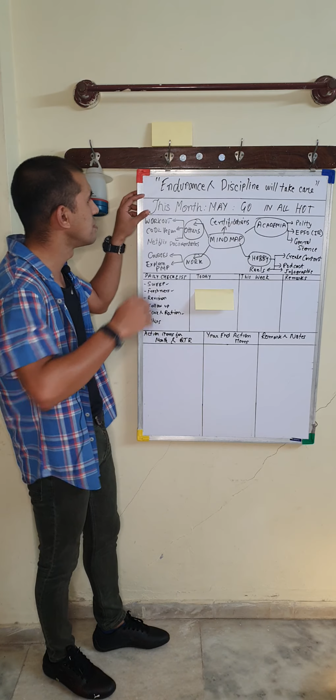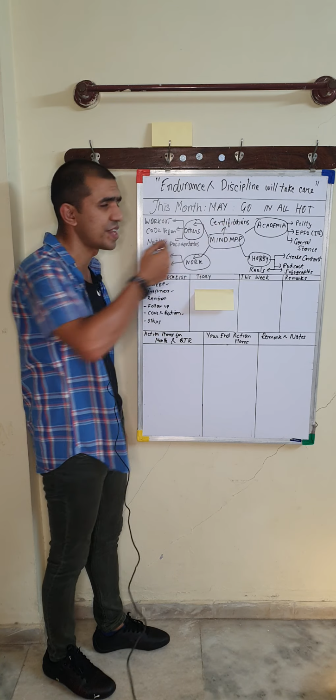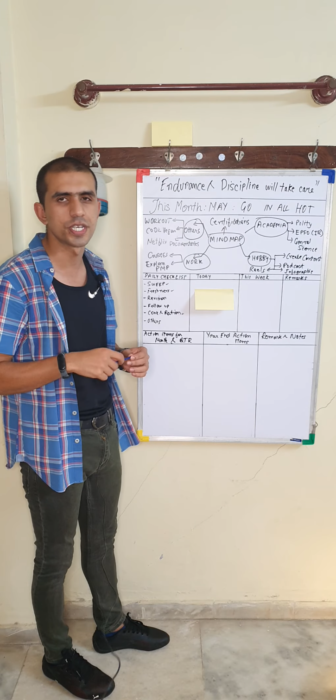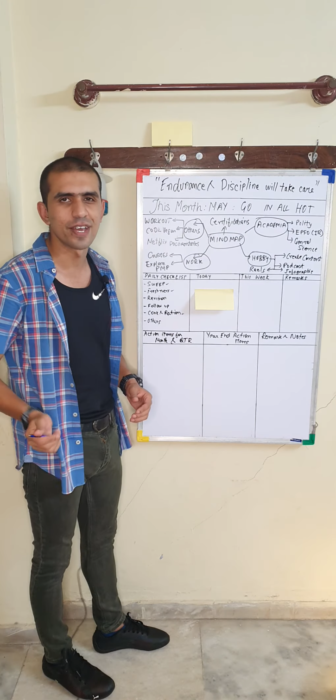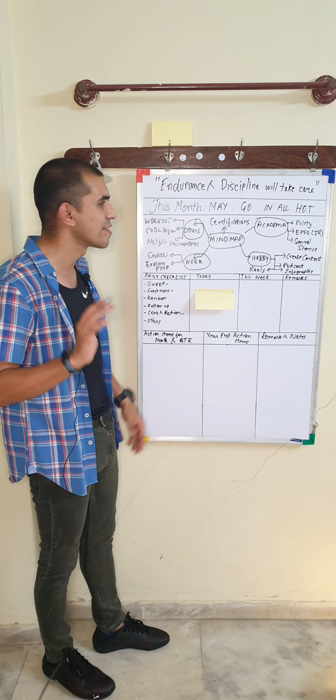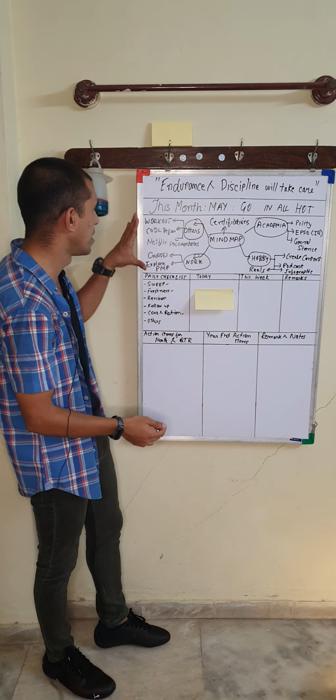And the next thing is the month. So for me, the month of May was very aggressive. I had some aggressive goals and action items. So it's like going all hot. You can use these kinds of funky things, and it will be a good thing. It will keep you going. Then comes the mind map.